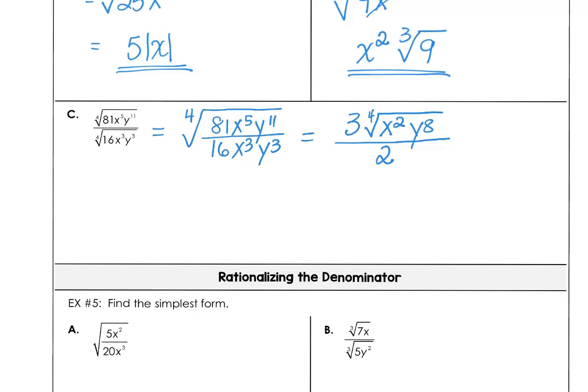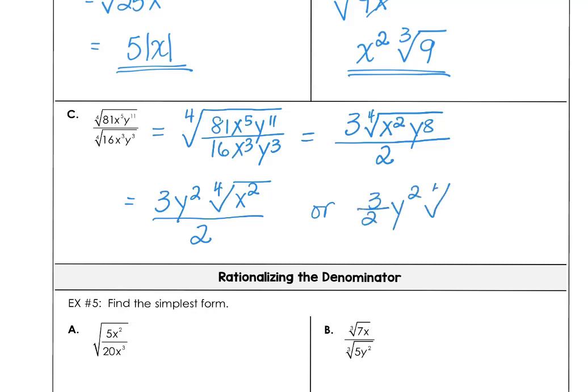Then the fourth root of y to the 8th would be y squared. And we're going to leave the fourth root of x squared under the radical and divide that by 2. Now, if you wanted to, you could also write that as 3 over 2 y squared times the fourth root of x squared. That's just a personal preference.